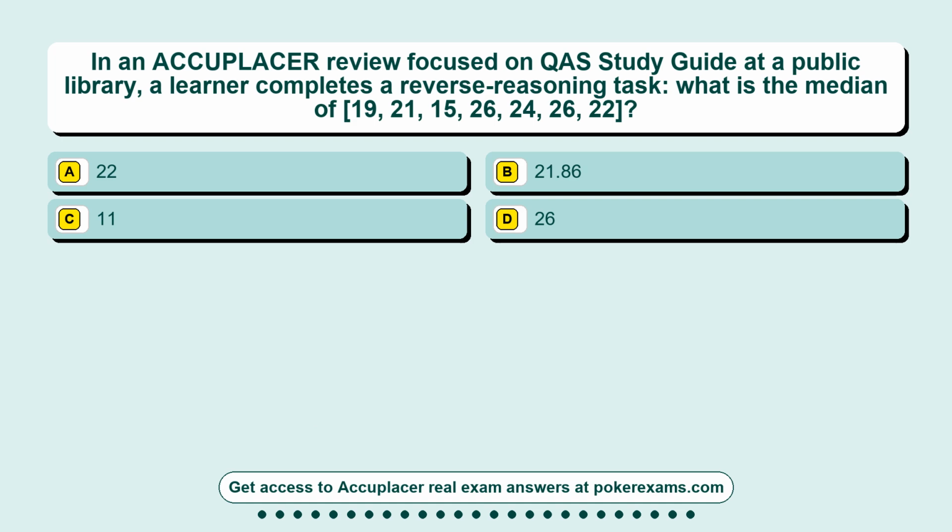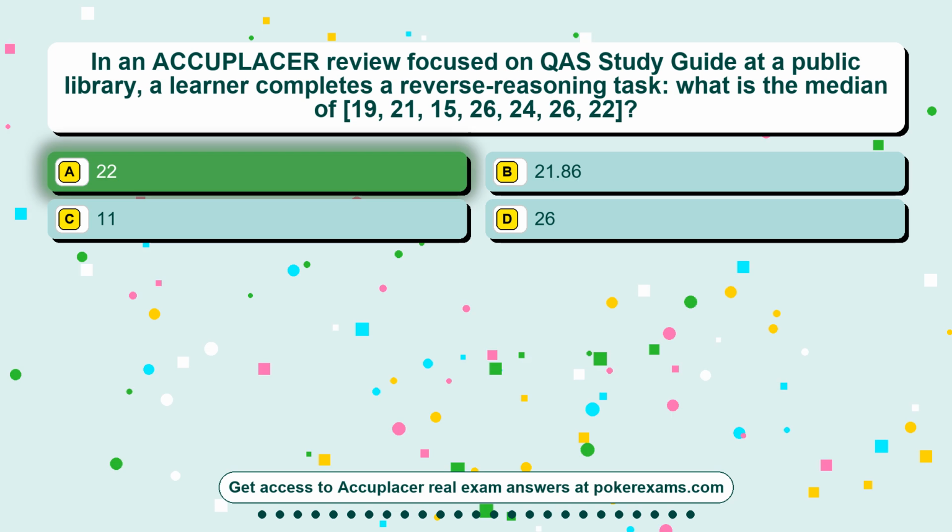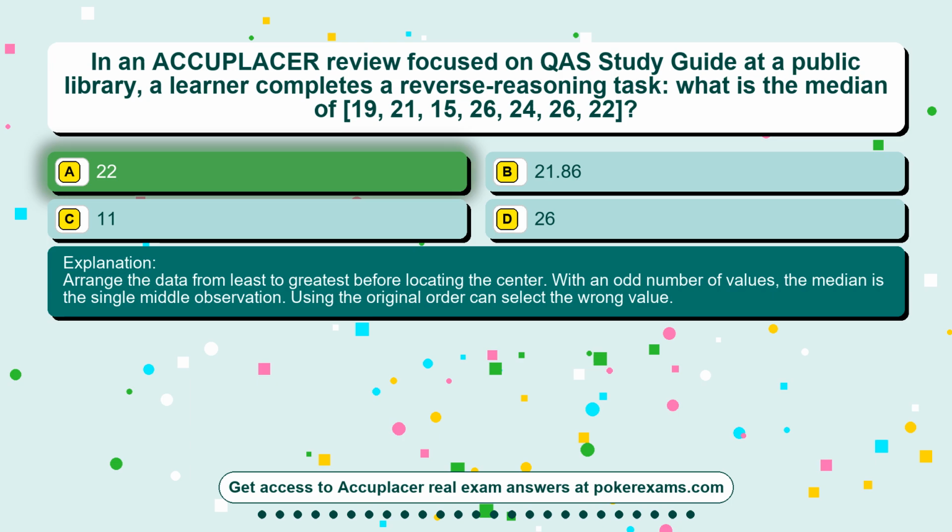Question 11. In an ACCUPLACER review focused on QAS study guide at a public library, a learner completes a reverse-minus reasoning task. What is the median of 19, 21, 15, 26, 24, 26, 22? Option A 22, option B 21.86, option C 11, option D 26. The correct answer is option A, 22. Arrange the data from least to greatest before locating the center. With an odd number of values, the median is the single middle observation. Using the original order can select the wrong value.